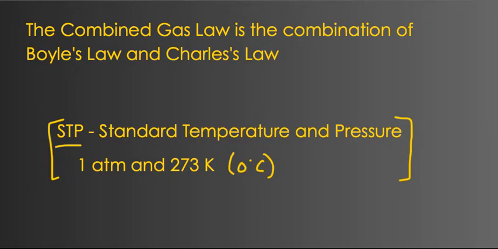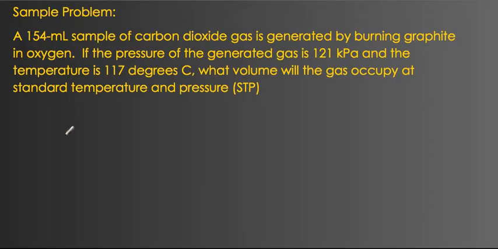All right, so let's look at how this works. Let's look at a problem. In this example, I have a 154 milliliter sample of carbon dioxide gas, which is generated by burning graphite in oxygen. That's not necessarily critical to this problem, but basically I have this 154 milliliter sample. The pressure of this generated gas is 121 kPa. The temperature is 117 degrees Celsius. I need to know what volume the gas will occupy at STP, at standard temperature and pressure.